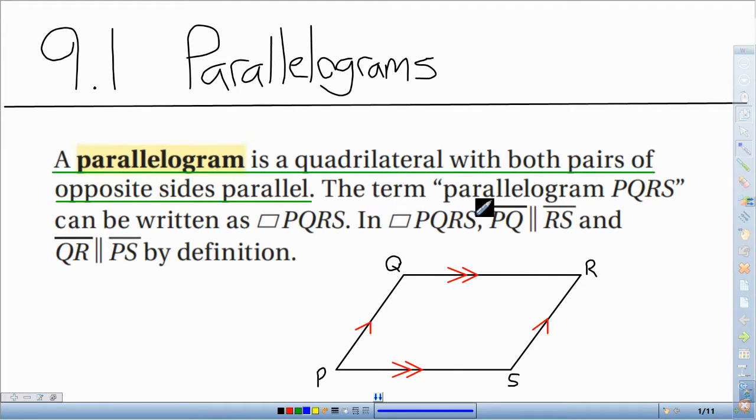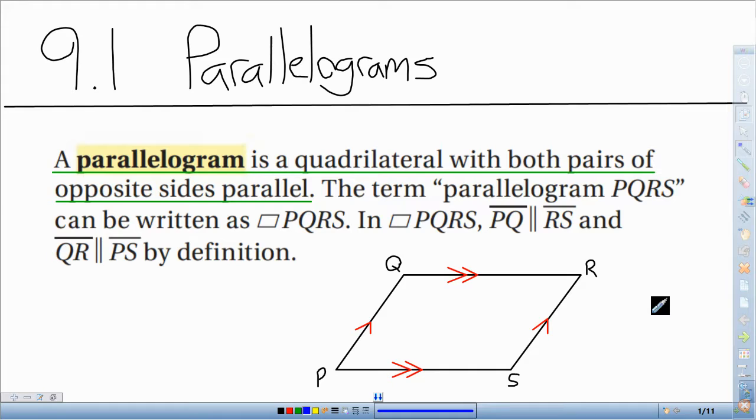There's a few more things. It says the term parallelogram PQRS can be written as this. This is a shorthand for parallelogram that you might see, this little slanted polygon right there. That means parallelogram PQRS. And this says what we basically already know. In parallelogram PQRS, PQ is parallel to RS. Just remember that's the shorthand for the word parallel. And QR is parallel to PS. So we already went over that. Opposite sides parallel, that's all it means for it to be a parallelogram.